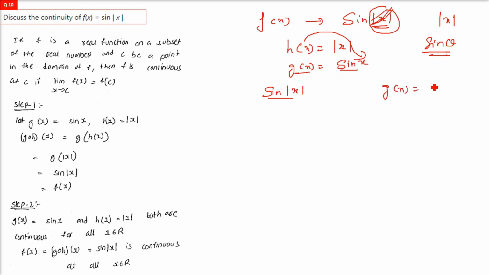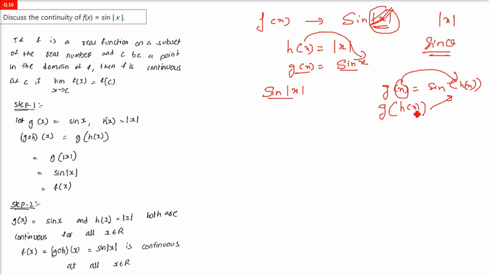So g(x) is sine, and this mod x is what? This is h(x). If we take it as a function h(x), then g(x) is sine of h(x). So what does it mean? That means in place of x you might have put h(x), which is actually a function. So g of h(x) is sine of h(x). This is the only way the sine h(x) will come.